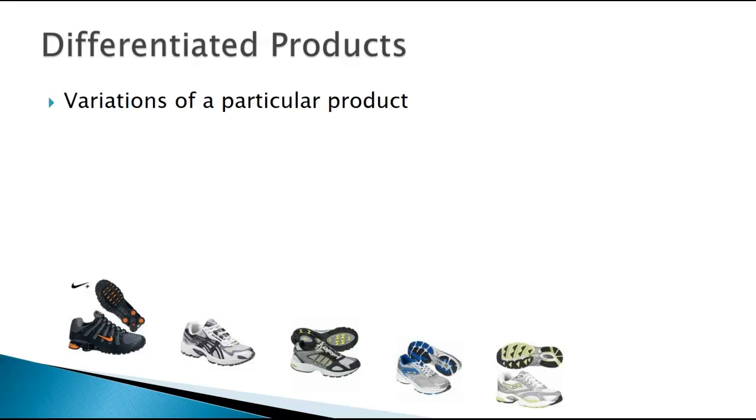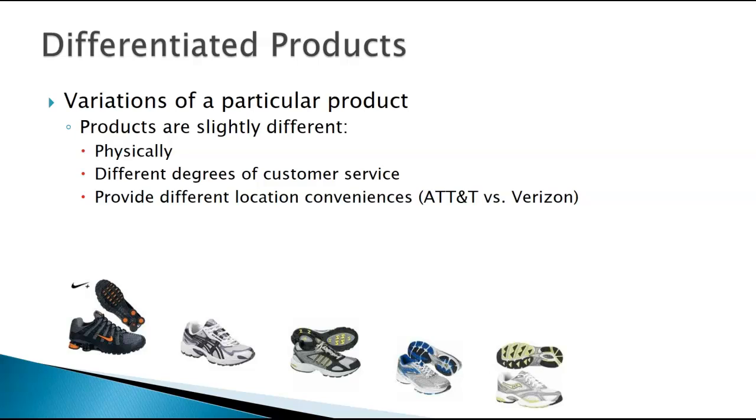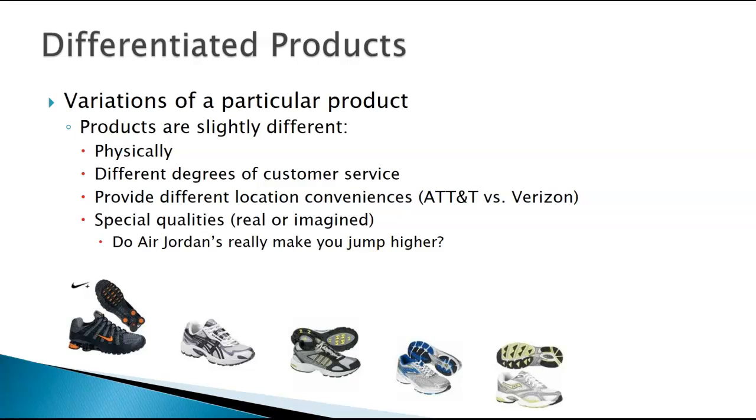As far as differentiation, the products are differentiated. I think the shoe industry is a good example of this. There are differences as far as coloring, sizes, fit, all those different things. So they do compete with each other. That physically might be a little different, degrees of customer service. You can differentiate yourself in that way. Locations, I think, like coverage, AT&T, Verizon, those kinds of topics.